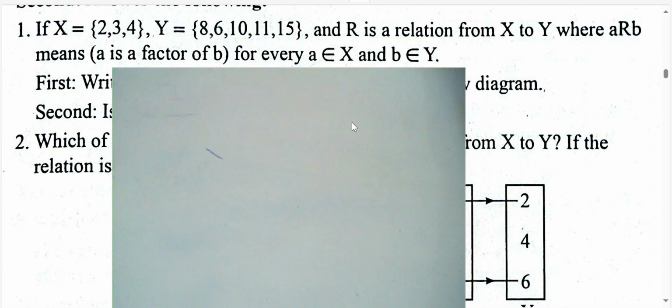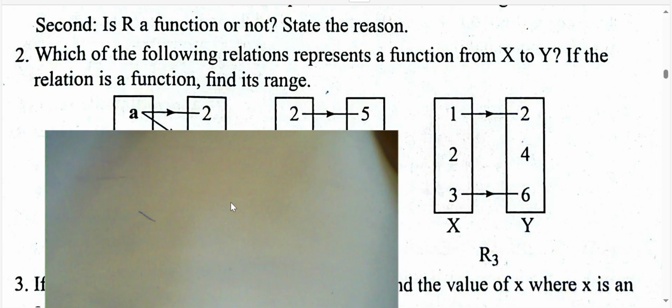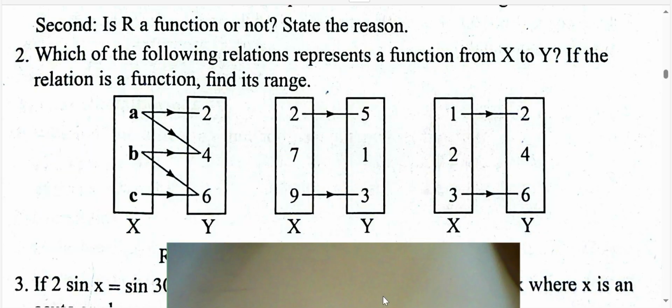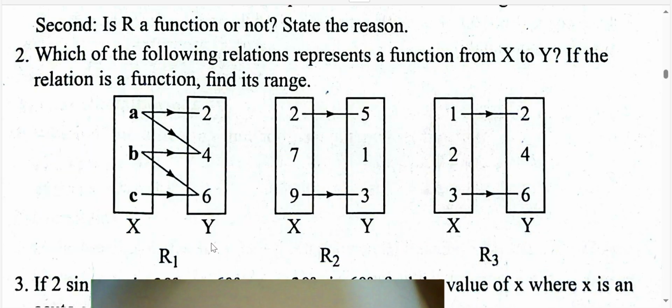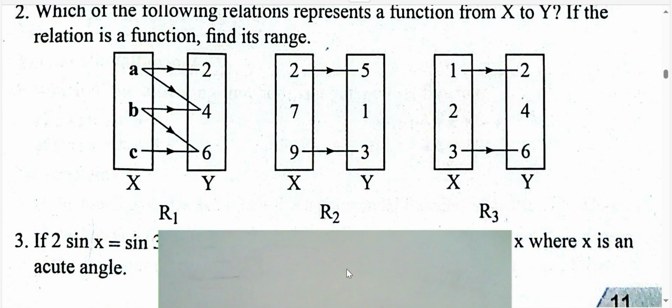Okay, next question. Which of the following relations represent a function from X to Y? The relation will be what? We haven't here, because A has 2 images and B has 2 images. And here we haven't any image. So no function here. We haven't any function here.